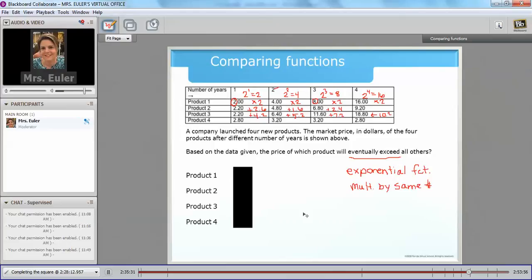Eventually, the multiplication is going to exceed it. So you should see that product 1 is the one that will eventually exceed all others because it's multiplying, it's growing exponentially. And then product 4, you can see that it's increasing and then it decreases. So it's not even doing a consistent increase all the time. So product 1, comparing functions, exponential functions will always eventually exceed all others. It will grow the fastest once it hits a certain point.